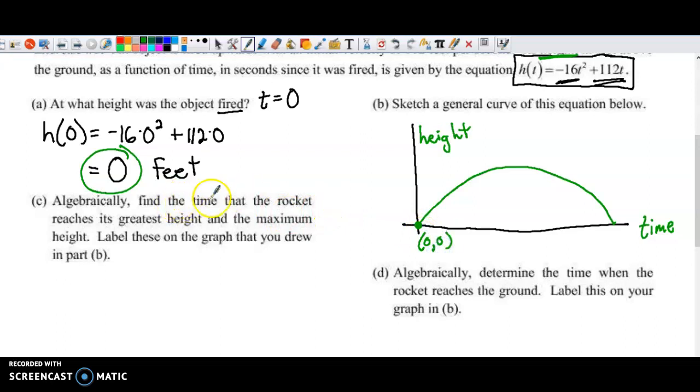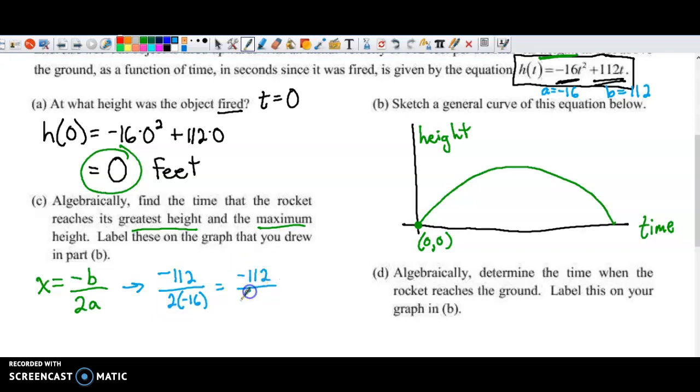But then we can algebraically find the time the rocket reaches its greatest height, which is also its maximum height. The way you would do that is by using the formula we talked about, negative b over 2a. As a reminder, a is equal to negative 16 and b is equal to 112. So we're talking about negative 112 divided by 2 times negative 16. In my calculator, because I don't expect you to do this in your head, that would be 112 divided by 32.